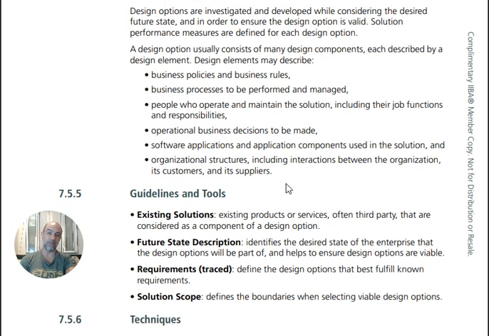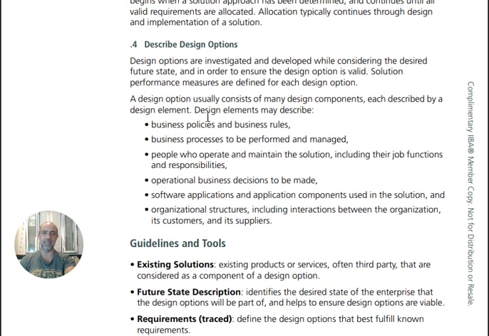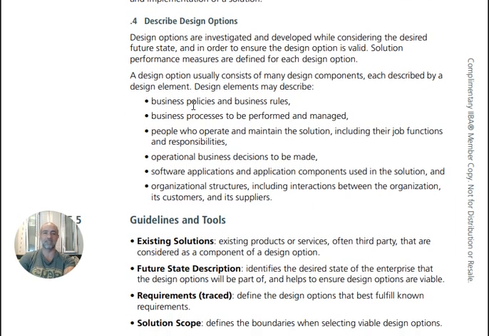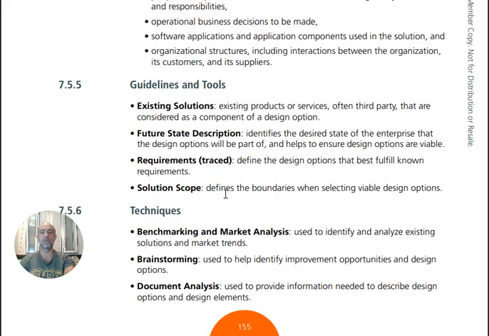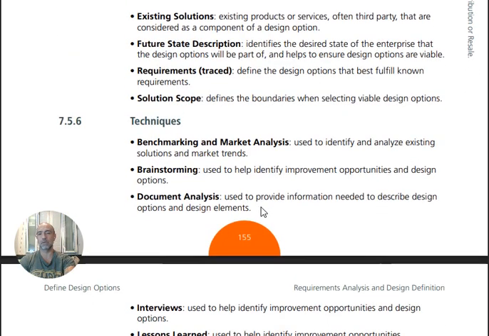Software applications and application components used in a solution. Look at this, describe design options. What are the options? Unlimited. Some examples are, what are the guidelines and tools? Existing solutions, future state description. I talked about this earlier. Recommended requirements traced. Define the design options that best fulfill the requirements and the solution scope, which is basically defining the boundaries of the solution.